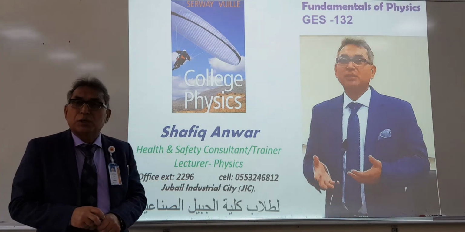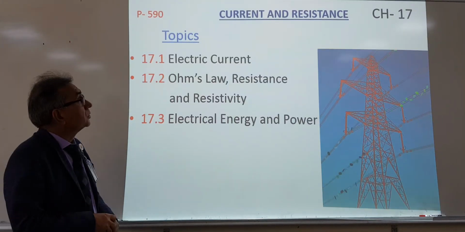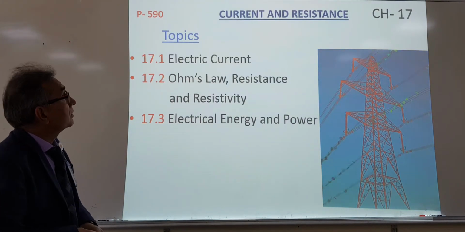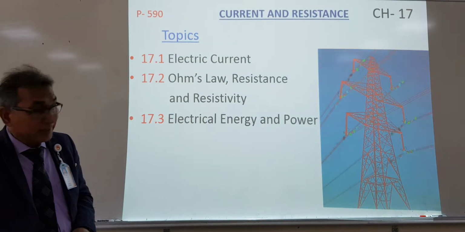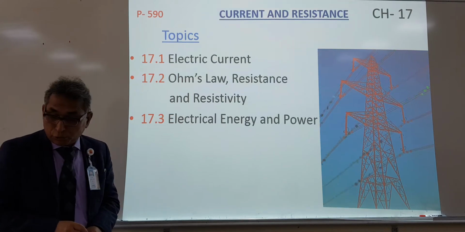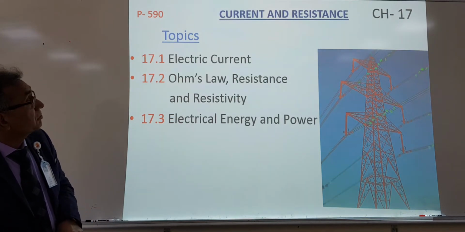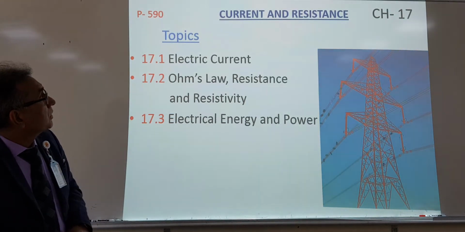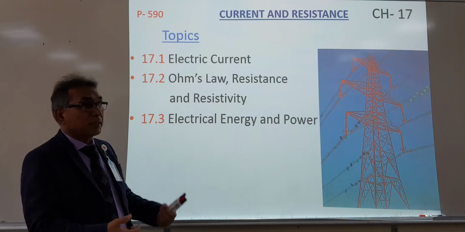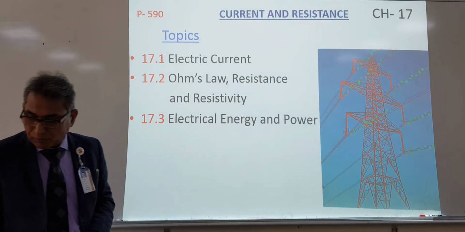Today we are going to do chapter number 17, which is current and resistance. In fact, this is the current electricity portion. You remember you finished before chapter number 15, electrostatics, the charges at rest. Now we are going to study the charges in motion. Once the charges are moving, we say electric current is flowing.